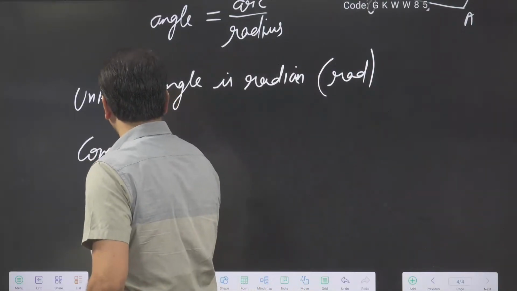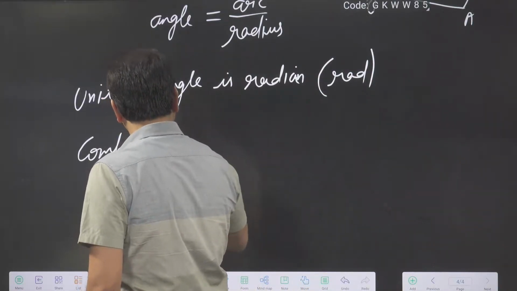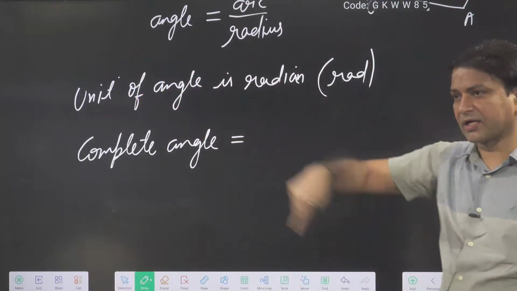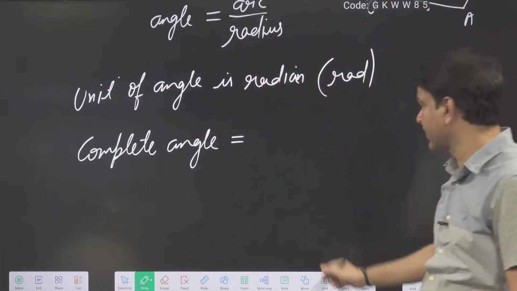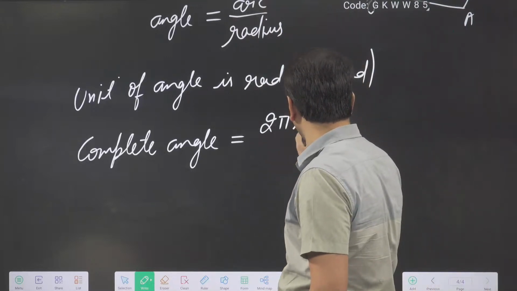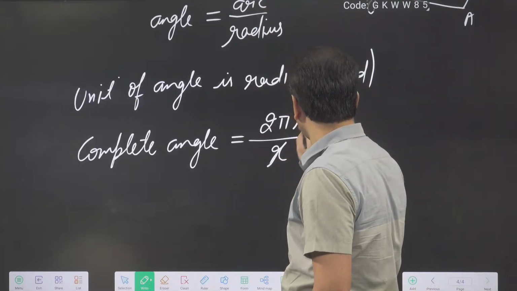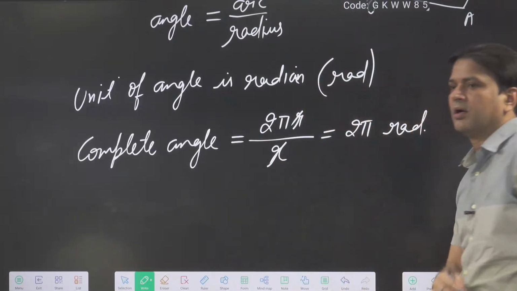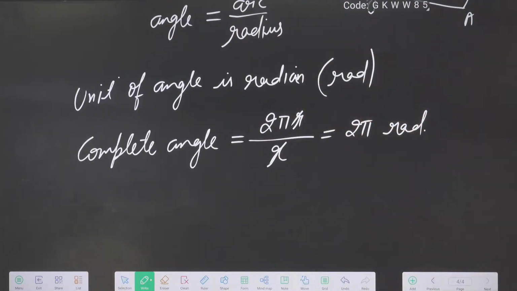Now, what is a complete angle? If I want to find the complete plane angle, the complete arc means the circumference of a circle. Circumference of a circle is 2 pi r, divided by r. R cancels out, and how much do we get? 2 pi radian. So the complete angle is 2 pi radian.